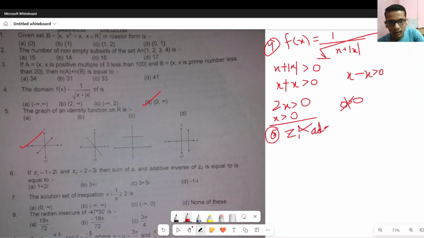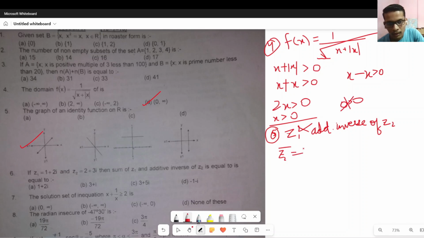We have to find the additive inverse of z2. Now, how to find the additive inverse of z2? This is the whole thing in this question, that is the word additive inverse. We are not asked for the multiplicative inverse, we are just asked for the additive inverse. So the additive inverse of z2 will be the conjugate of z2 simply.